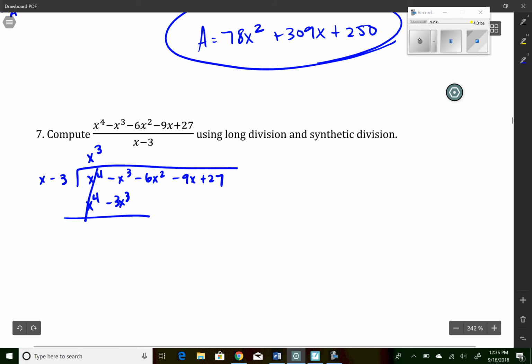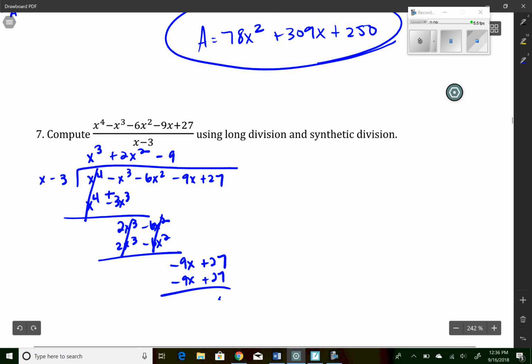These are going to cancel. That's going to become a plus. So we're going to get 2x to the 3rd minus 6x squared plus 2x squared. So that's going to become 2x to the 3rd minus 6x squared. Both of these are going to cancel. So then we're going to bring down both the negative 9x and the 27. So then this will become minus 9. So it'll be minus 9x plus 27. Same terms. They both cancel. No remainder. So there is your answer.